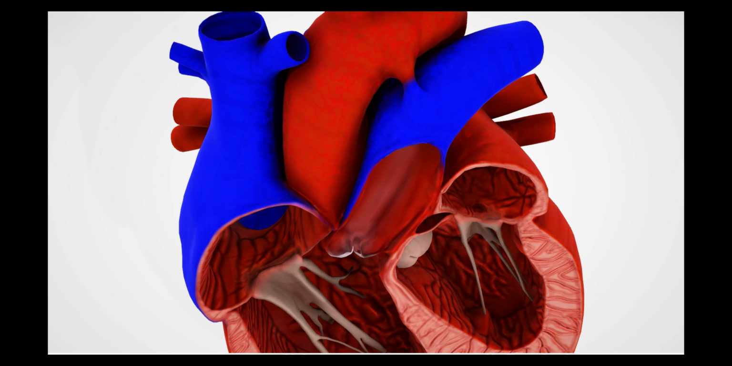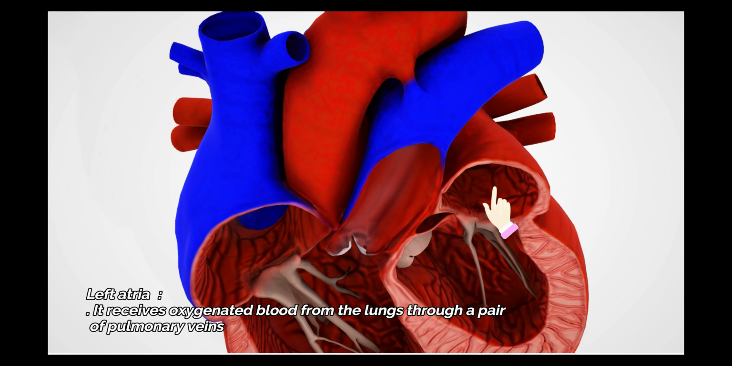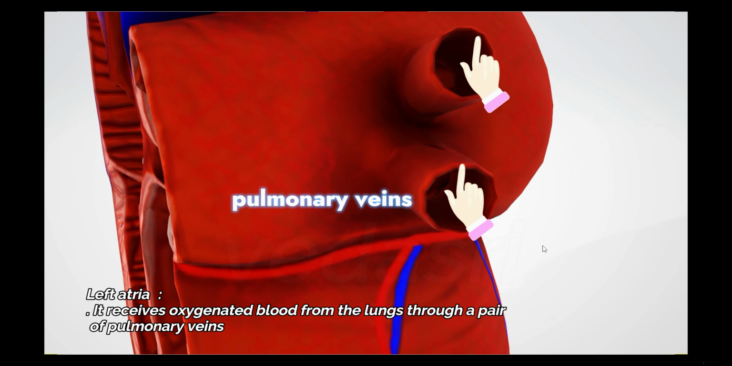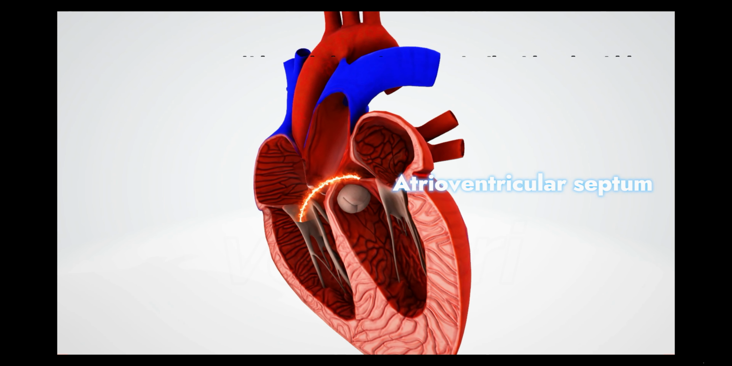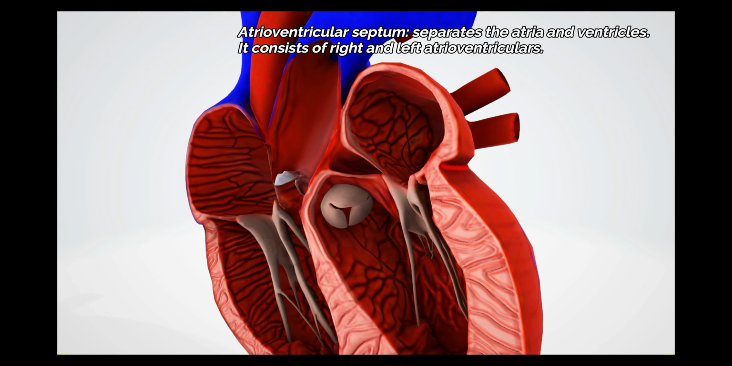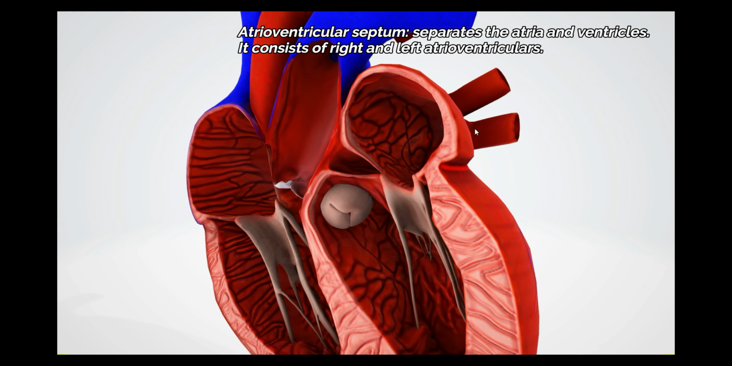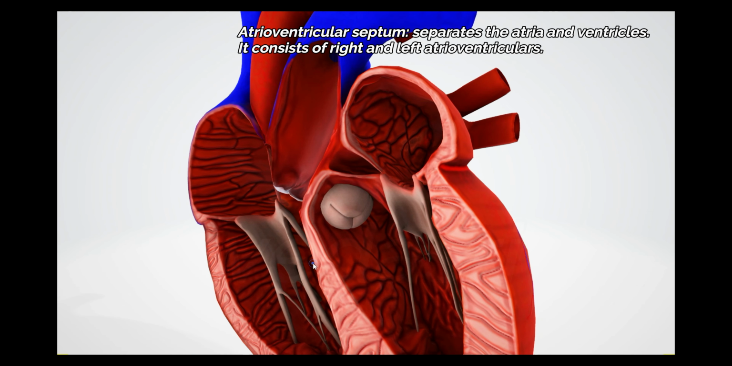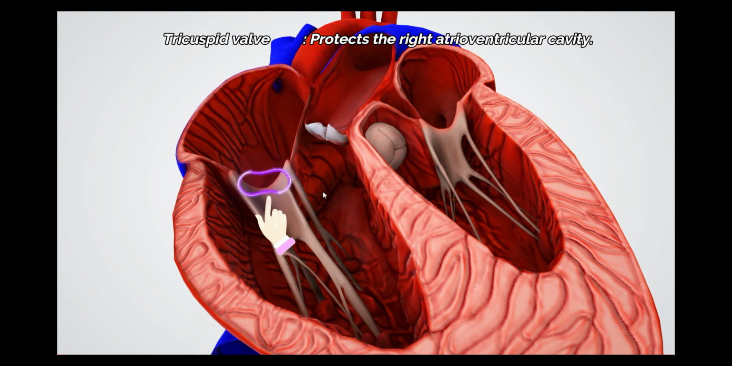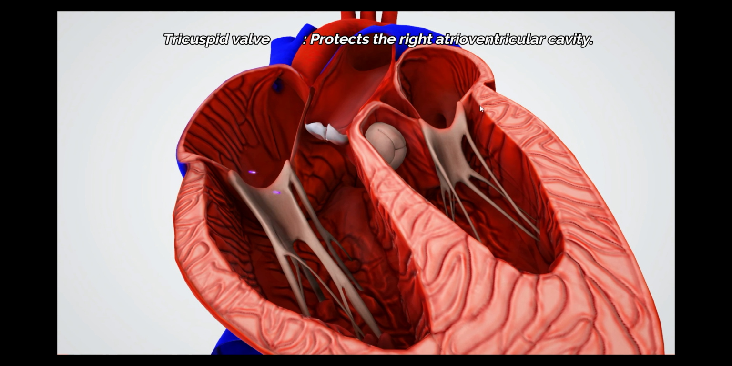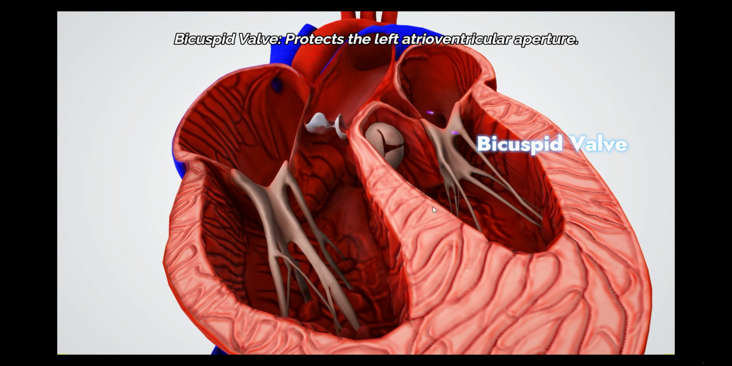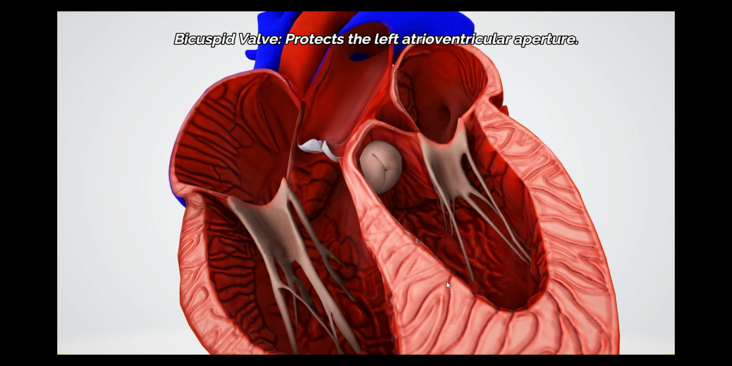Let's know about the left atrium. It receives oxygenated blood from the lungs through a pair of pulmonary veins. 10. The atrioventricular septum separates the atria and ventricles. It consists of right and left atrioventricular openings. 11. The tricuspid valve protects the right atrioventricular opening. 12. The bicuspid valve protects the left atrioventricular opening.